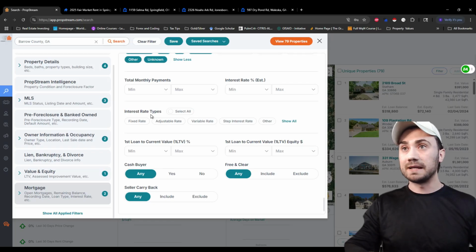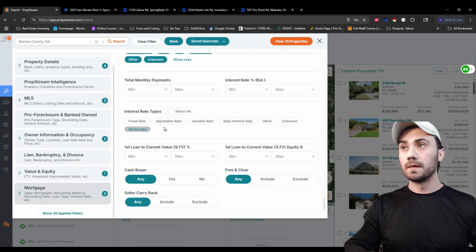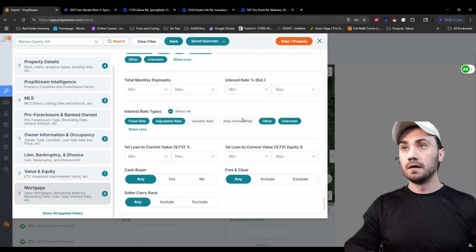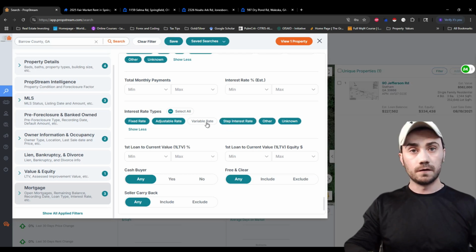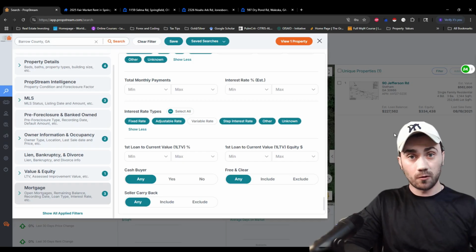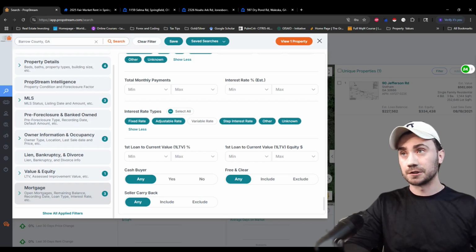For the interest rate type, this I'd recommend. So this is very important. For the interest rate type, I do want to look at fixed rates. I want to look at adjustable rates. The other or unknown is completely fine. The step interest rate is fine. The variable rate, I don't want to deal with. But now we run into a situation. You can see here on the right hand side that the unique properties is now indicating that we only have one property here for a subject to transaction.